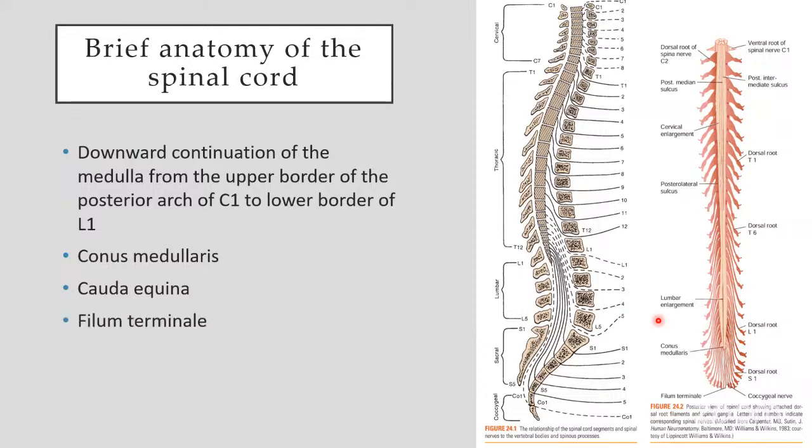The filum terminale is the embryological remnant of the meninges and the spinal cord, and it extends to the coccyx. There are 31 pairs of spinal nerves, and because of the development, the nerve roots exit at different levels as compared to the vertebral levels.